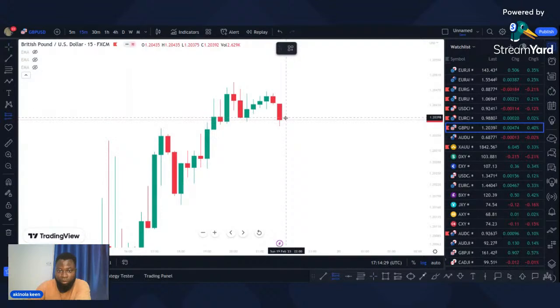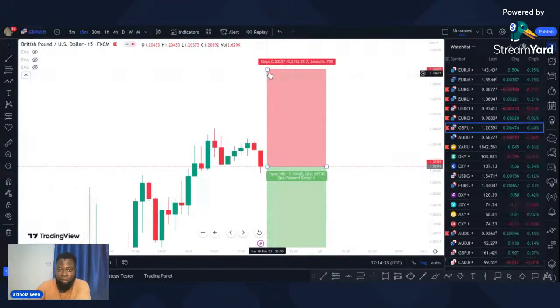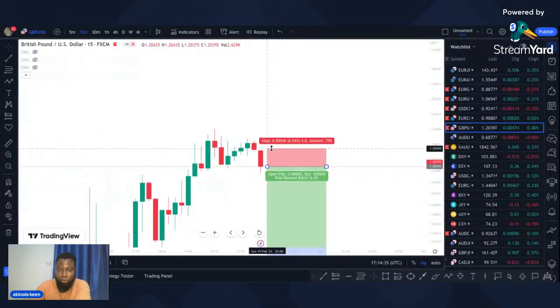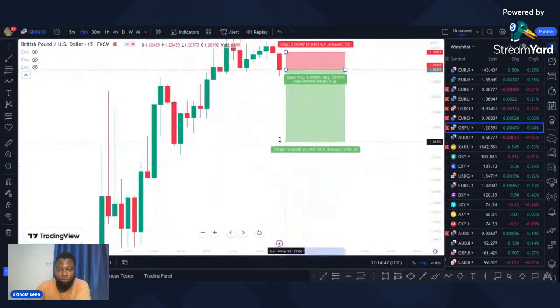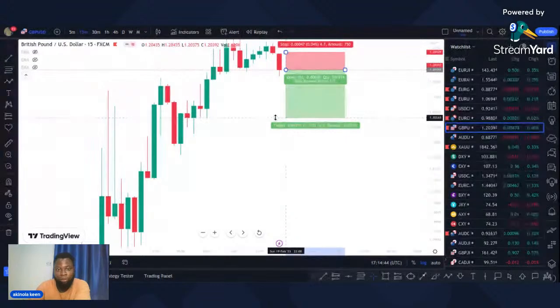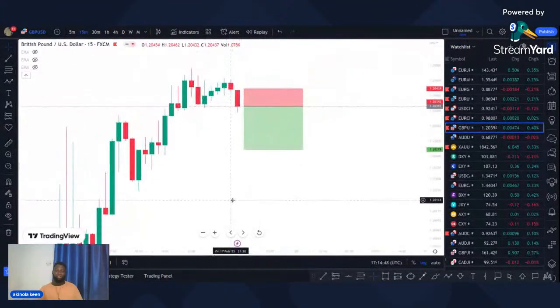I will sell from here, then put my stop loss at the open of this candle. Then target 1:2 or 1:3. 1:2 is okay first. Then I will leave it. You understand? Because this particular pair is going to sell for a while. Even if it's going to buy, as it is now, it's going to sell.